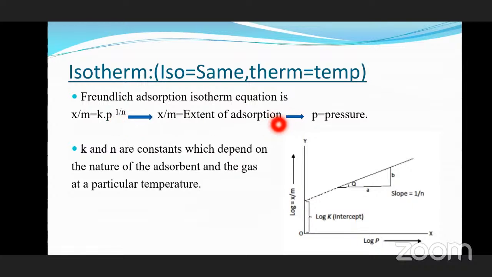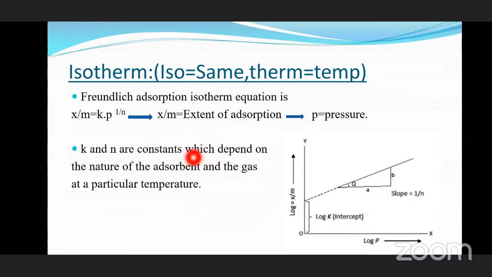Similarly, here this is the p. P is equal to pressure. But what about the k? Already I told you k and n are constants, which depend on the nature of the adsorbent and the gas at the particular temperature. That means x by m is equal to k, p power 1 by n principle is nothing but the Freundlich adsorption isotherm principle.